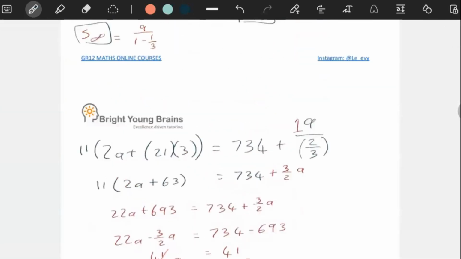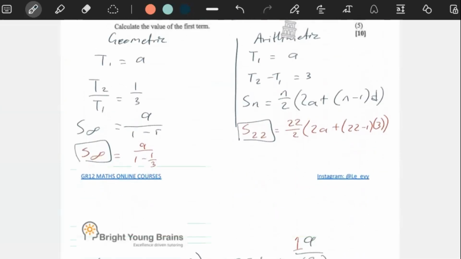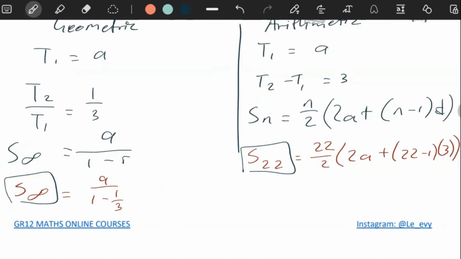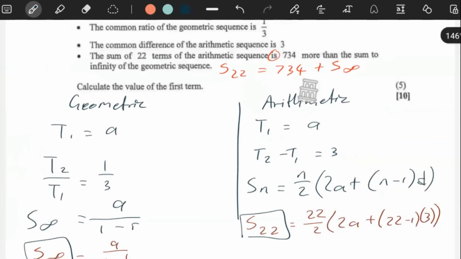But us getting a as 2 seems correct enough, because if you want to check your answer, it may not necessarily be a very difficult thing to do. In this situation, if a is 2, it means that T2 is a 5. But you may be asking yourself, how do you double check if your answer is correct?